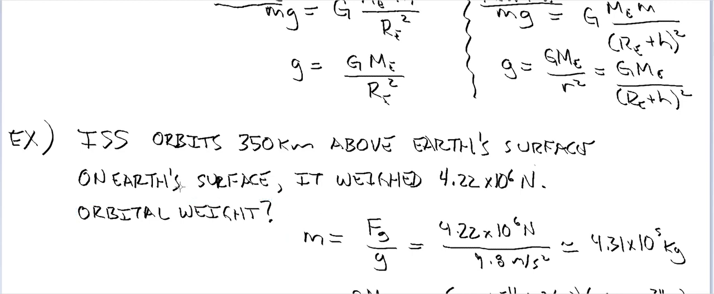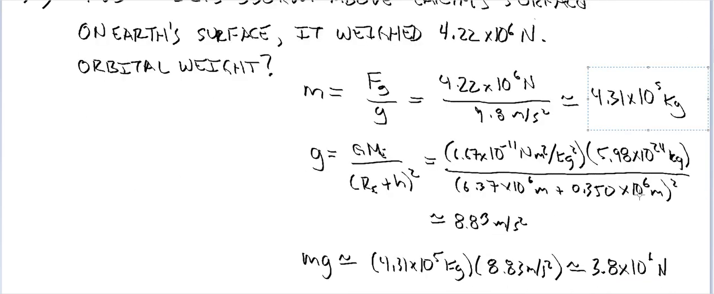This is maybe not my best phrasing. What I really mean is what is the gravitational force acting upon it? Since it's effectively in free fall, it acts as though it's weightless. And so we should be a little careful with how we're writing this. But note that when it was on the ground, we could say that m is just equal to F_g over g. So 4.22 times 10 to the 6 newtons divided by 9.8 meters per second squared. The International Space Station apparently has a mass of approximately 4.31 times 10 to the 5 kilograms.